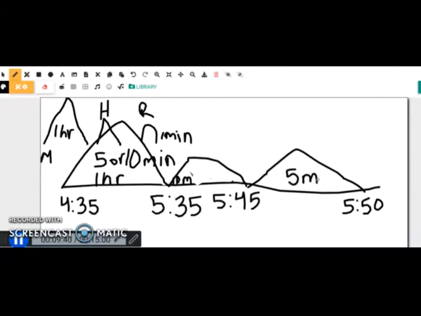Now, if I'm trying to find out the elapsed time, I can simply look at what's inside my hill and my mountain. So I have 1 hour, 10 minutes, plus 5 more minutes is going to give me 1 hour and 15 minutes. So I'm just going to write 1 hour and 15 minutes. So if I'm asked to find elapsed time, I can use that number line to help me find my answer.